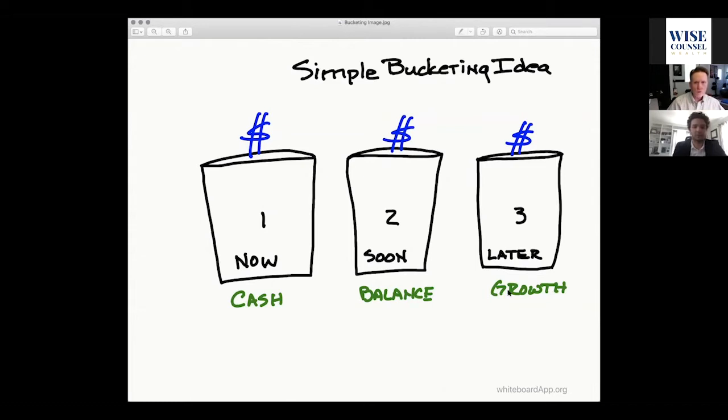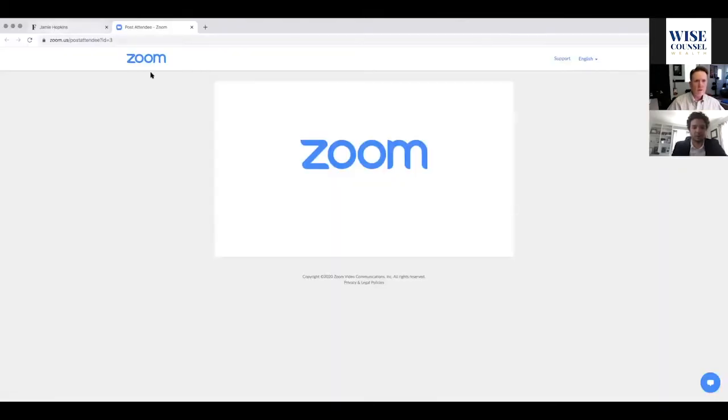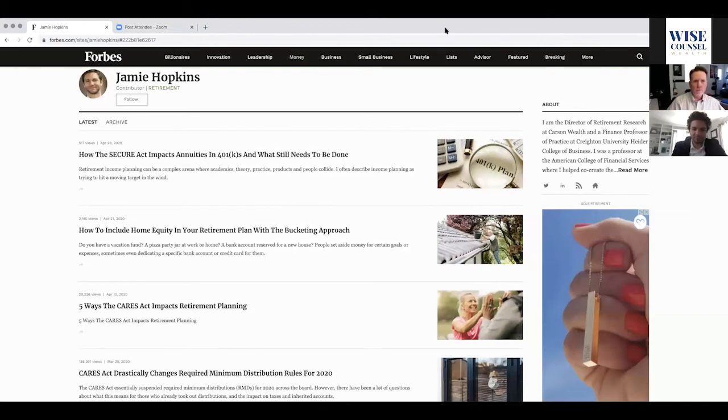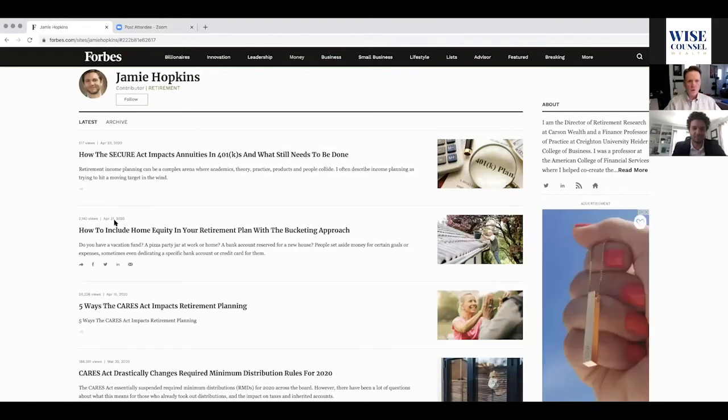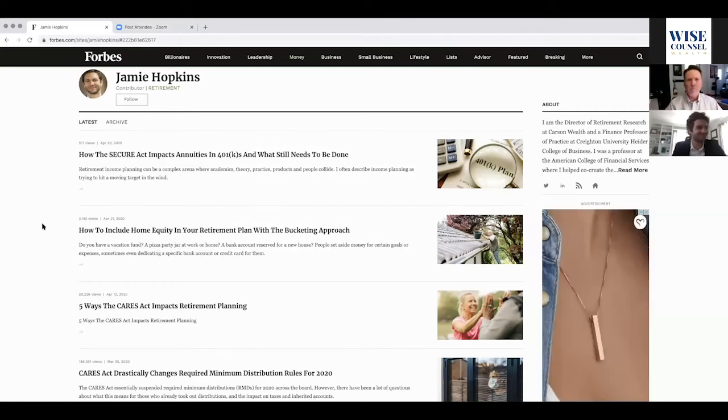Yeah, and if you want, I can. There it is. Yeah, so there's your smiling face on your Forbes page, and I think it was this article here. On April 21st, you were writing about home equity and your retirement plan with the bucketing approach, and I thought, well, how ironic. That's one of the things we'll be talking about today.